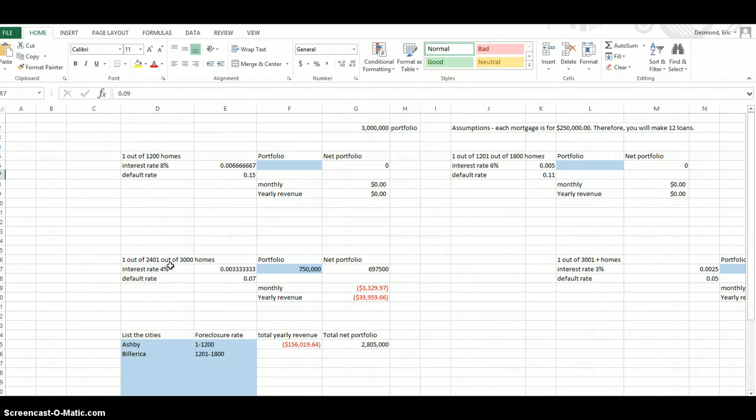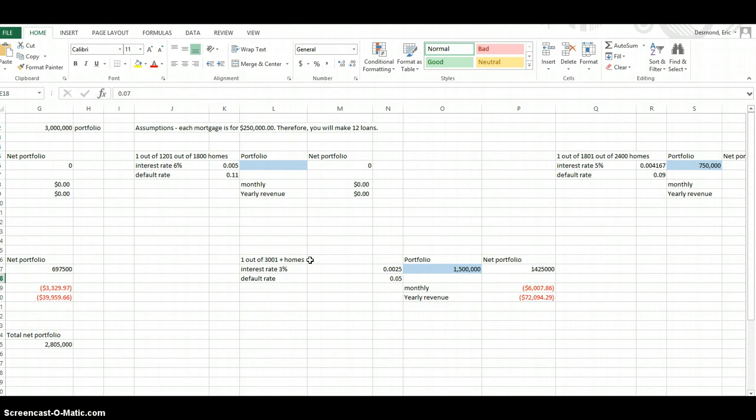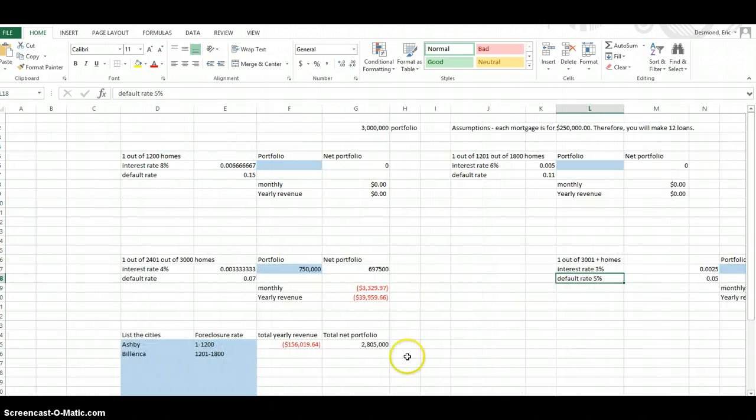2,401 to 3,000, 1 out of 2,401 to 3,000 homes. Interest rate is 4%, which is very low right now, and the default rate is 7%. And then of course, 1 out of 3,001 plus homes, interest rate is 3%, and the default rate is 5%. So those are the categories we chose. Now we're going to look at some areas in Massachusetts and find out what the foreclosure rates are.